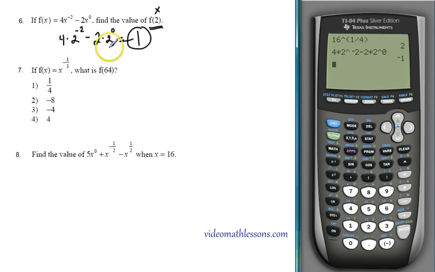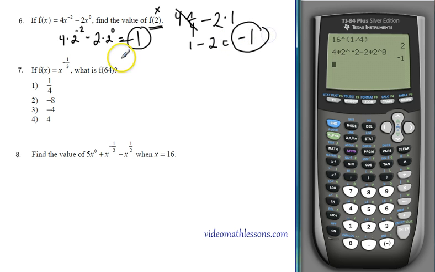But now, why does it work out to be a negative 1? Well, let's go back here. This is a negative exponent, so when we fix it, we move it downstairs. So it'll be 2 squared downstairs. So that'll be 4 times 1/4 minus 2, and anything to the 0 power is a 1. So 2 times 1. Well, this reduces. 1 minus 2 equals negative 1. And that's the answer we had using the calculator.